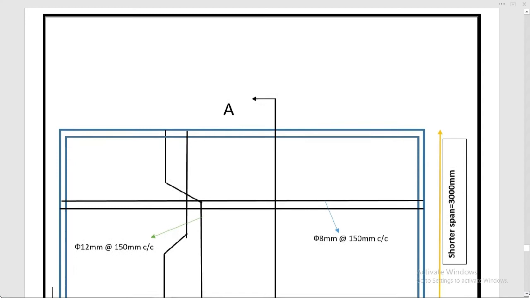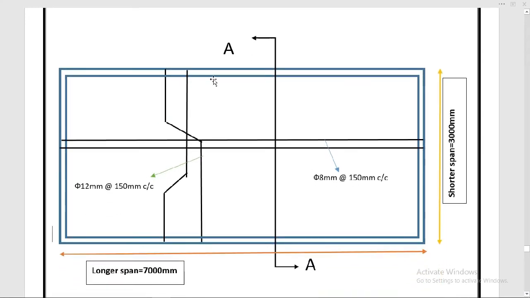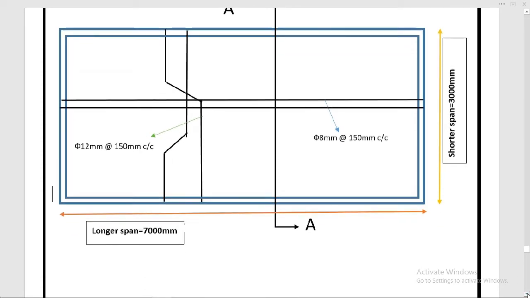Here I want to show you that on this side of the shorter span we provide beams in the one-way slab. Here we will provide a beam and here we will provide a beam, but I am not going to show you the beams because our topic is the bar bending schedule of a one-way slab. So we will just do the bar bending schedule of the one-way slab. Let's move further.